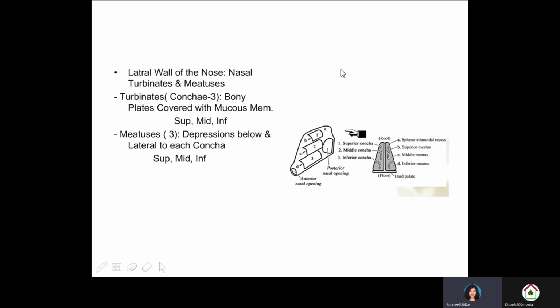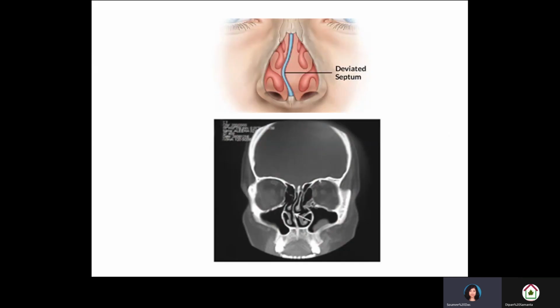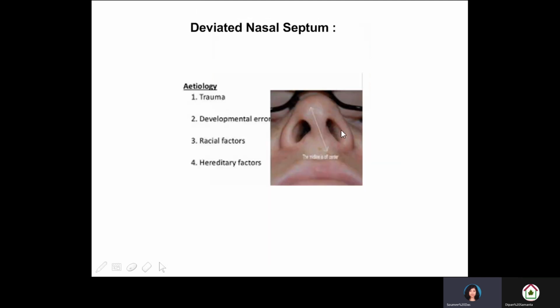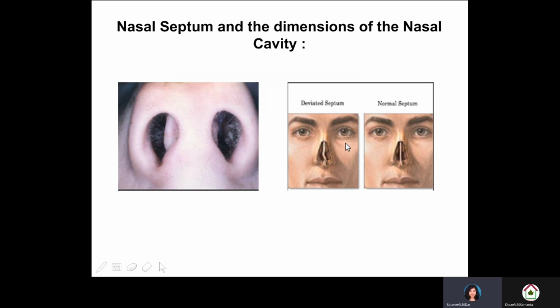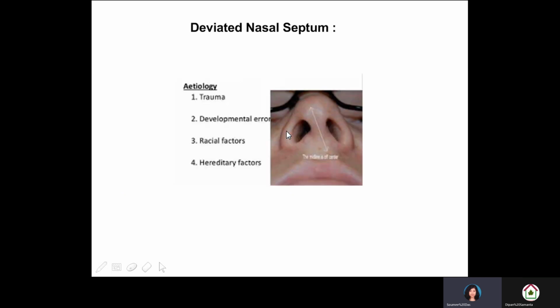Next one is the lateral wall of the nose. What is the lateral wall of the nose? This is the lateral wall of the nose. This part is the lateral wall of the nose.